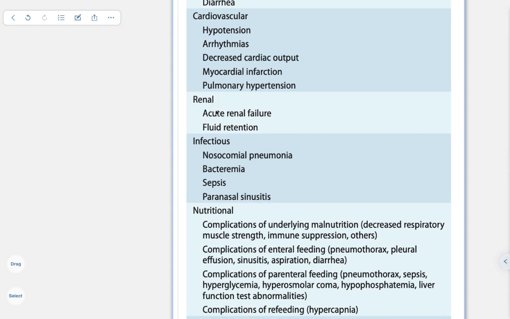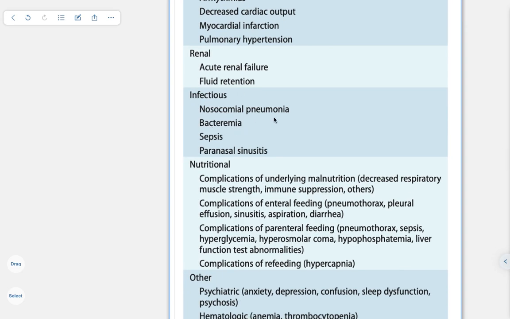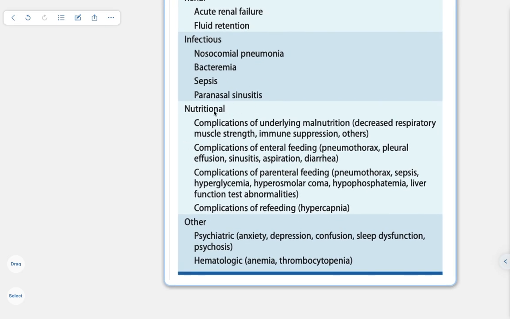Renal complications include acute renal failure and fluid retention. Infectious complications include nosocomial pneumonia, bacteremia, sepsis, paranasal sinusitis. Nutritional complications include complications of underlying malnutrition, in the form of decreased respiratory muscle strength, immune suppression, and complications of enteral feeding, in the form of pneumothorax, pleural effusions, sinusitis, aspiration, or diarrhea. Complications of parenteral feeding include pneumothorax, sepsis, hyperglycemia, hyperosmolar coma, hypophosphatemia, liver function test abnormalities, etc.